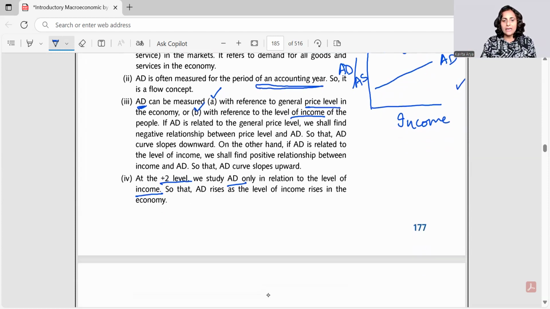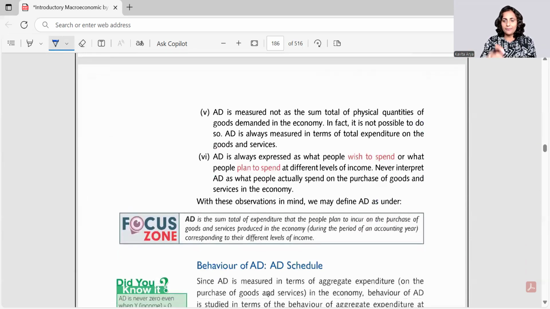So, if we take all these pointers together, right? AD is here talked to be the total physical quantities. It's not the total physical quantity. It's again a very important point discussed in class 10th as well, that why national income is expressed in terms of money. When it's a matter of production of goods and services, goods and services are produced in liter, meter, kilogram, kiloliter. If we are making clothes, it's in meter. When we are doing the production of milk or oil or something, this is in liter.